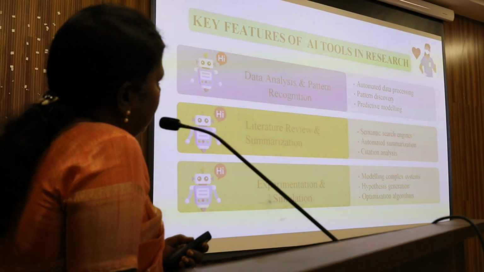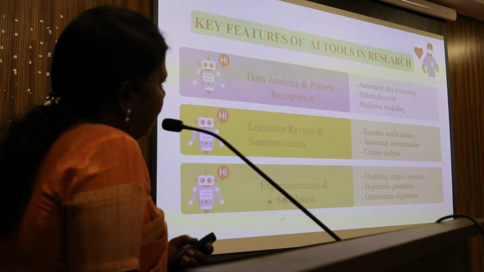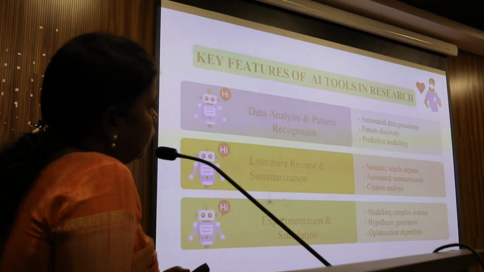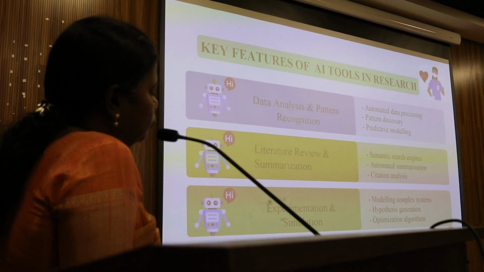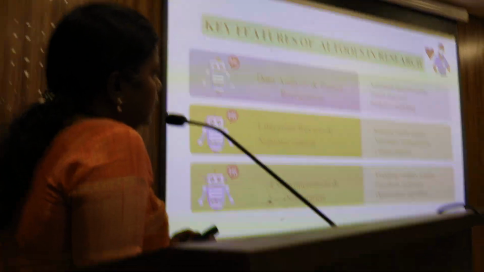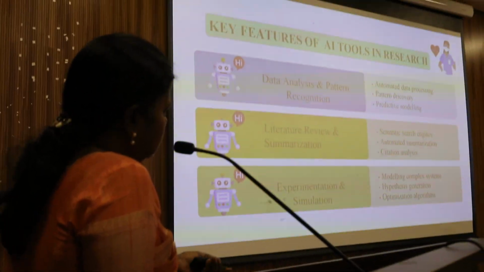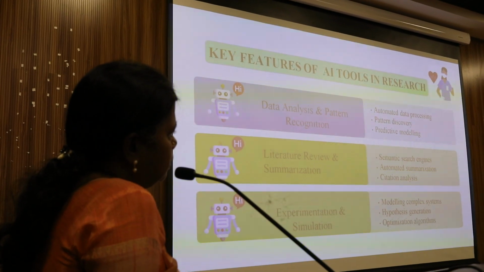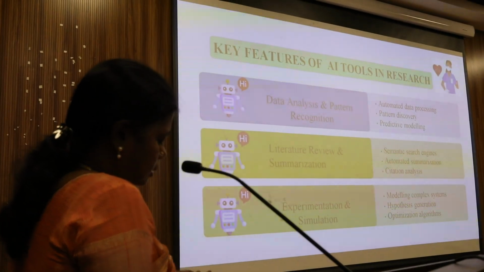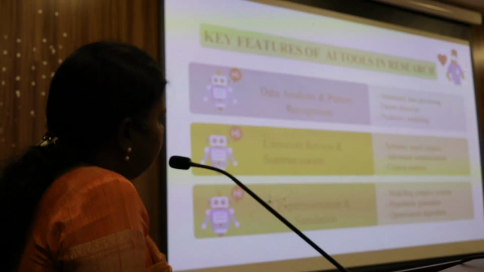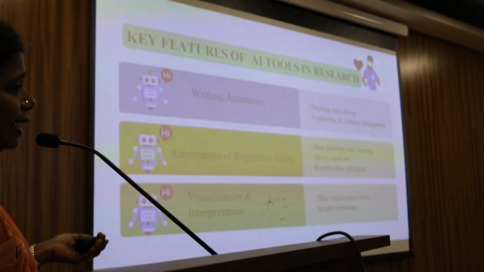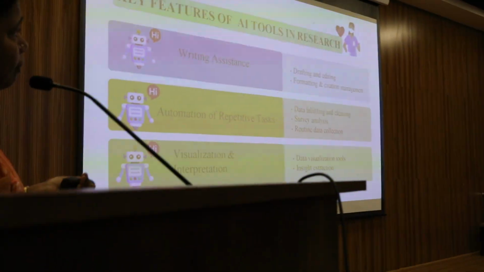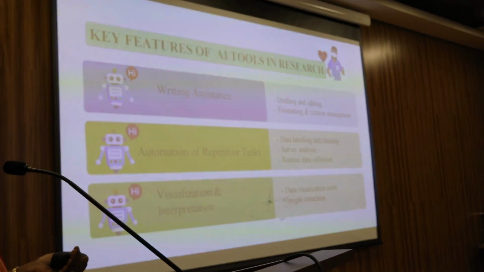So key features of AI tools in nursing research: for data analysis and pattern recognition, we have automated data processing, pattern discovery and predictive modeling. And for literature review and summarization, there are semantic search engines and automated summarization and citation analysis. And for experimentation and simulation, modeling complex systems, hypothesis generation and optimization algorithms. For writing assistance also, we have drafting and editing, formatting and citation management.